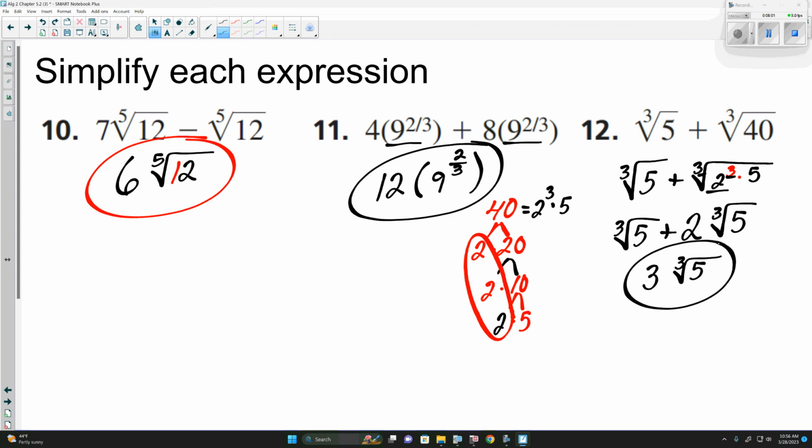So with these here, when we don't have them with the same number and root, we simplify one to get it to be the same. Any questions on any of this here? Any questions on anything we've done so far?